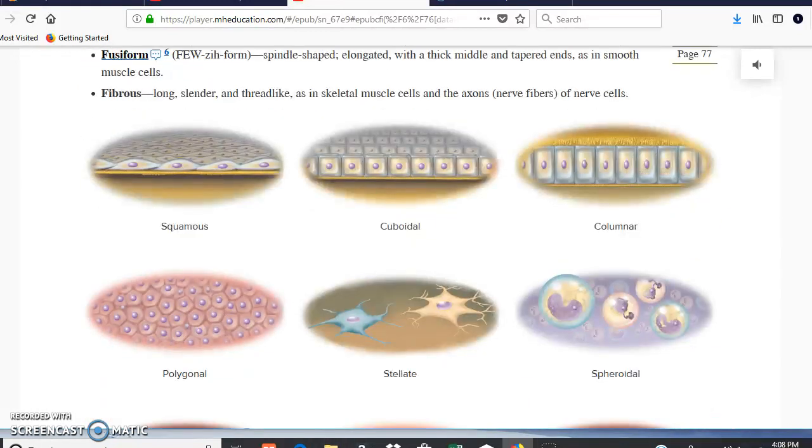And if you look at this figure right here, you can see in there that you have squamous cells, which are going to be flat cells, cuboidal cells, columnar cells. These three are very common. You have some other ones, such as stellate cells, that you're going to find in the brain, for example.